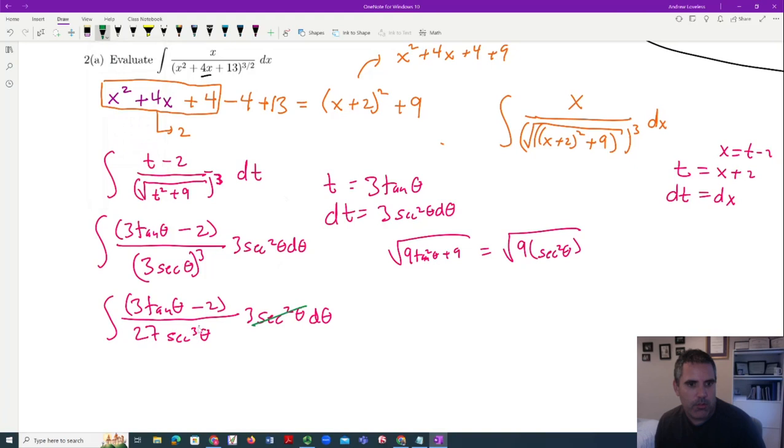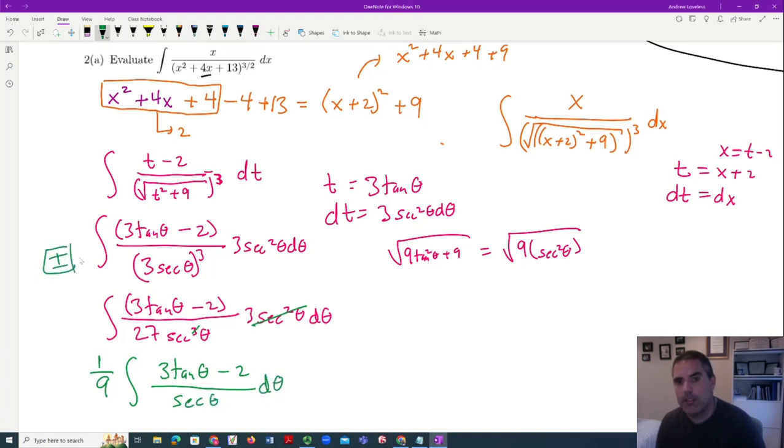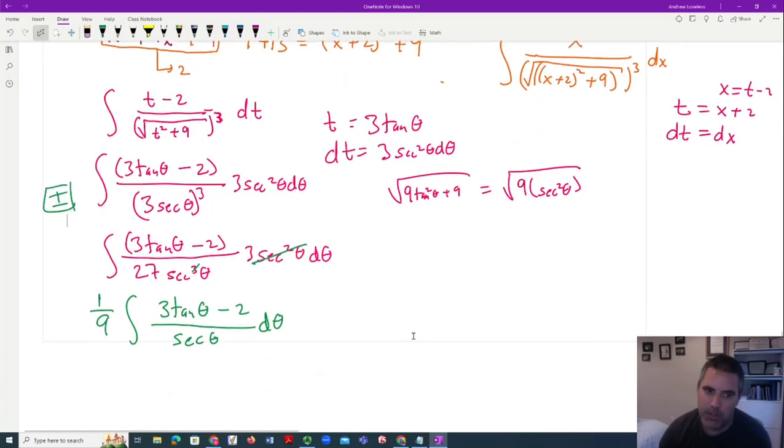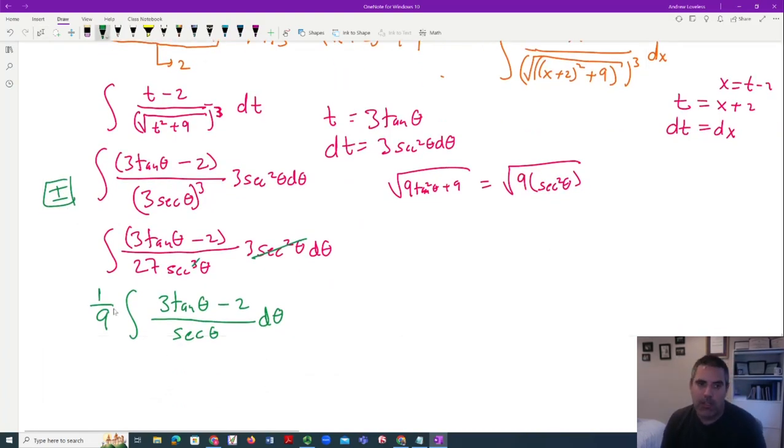That cancels with 2 of those. The 3 makes this a 9, so I would write 1/9 the integral of 3 tangent of theta minus 2 over, the 9 comes from the 3 and the 27, and then I'd have a secant. Okay, that's step 1, where we've done the substitution, the square root is gone, we simplified, and then we hope that we can do the trig integral. Can we do the trig integral?